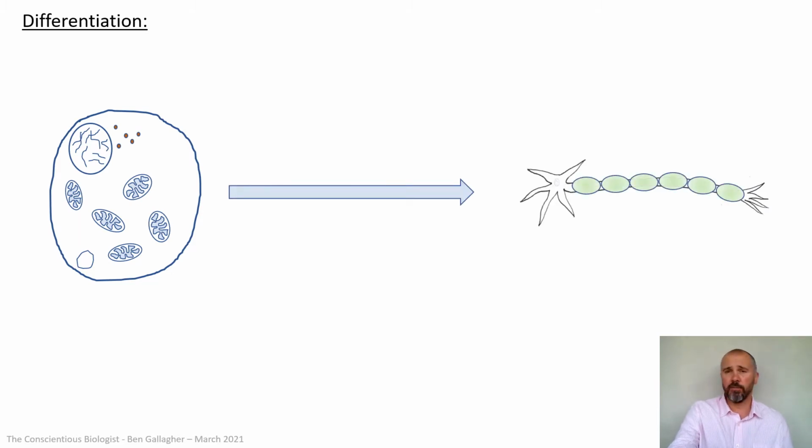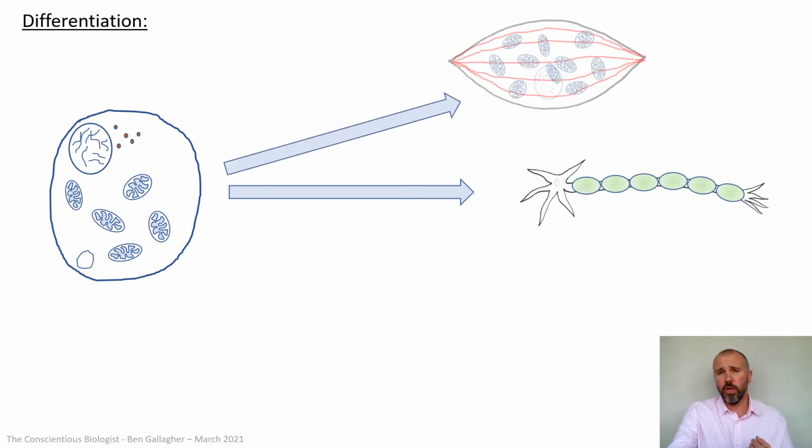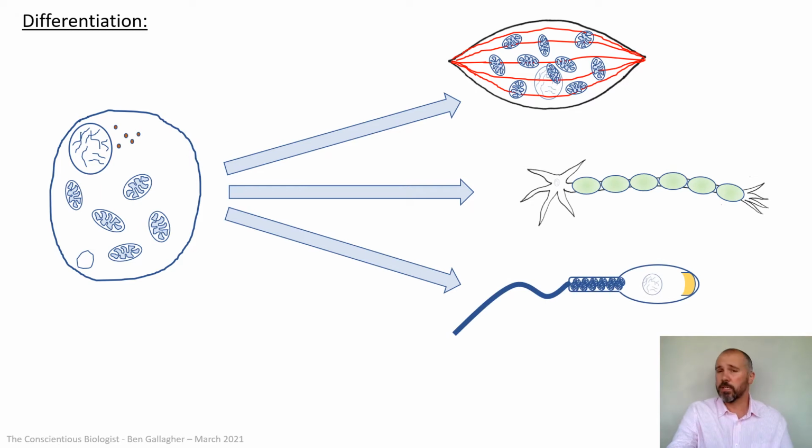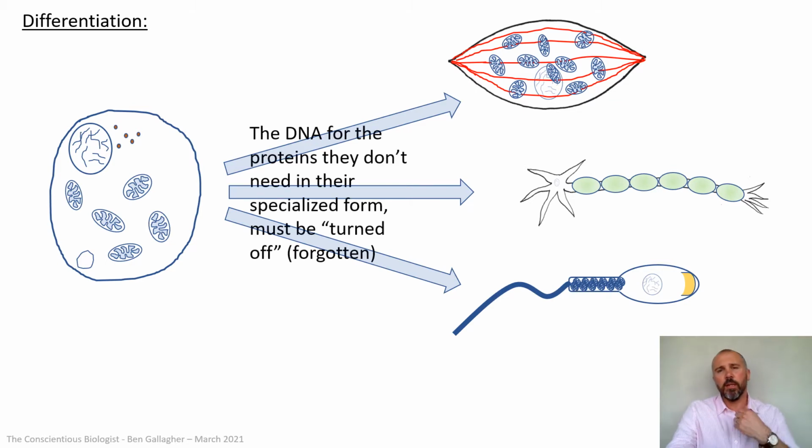So if I've got a cell over there, that cell might differentiate to become a cell like this. This is a neuron. Or it might become one like that, which you should recognize as a muscle cell, or possibly a sperm cell down here. But they could all differentiate and specialize from that original one. Now, as we said in the last slide, the DNA for the proteins they don't need in their specialized form must be turned off or forgotten about, okay? You don't want a muscle cell to start firing off the nerve impulses that you see in a nerve cell.